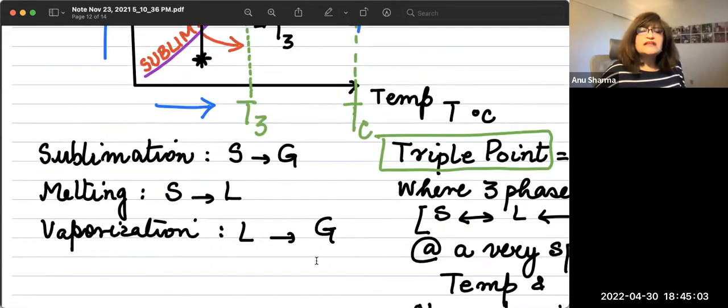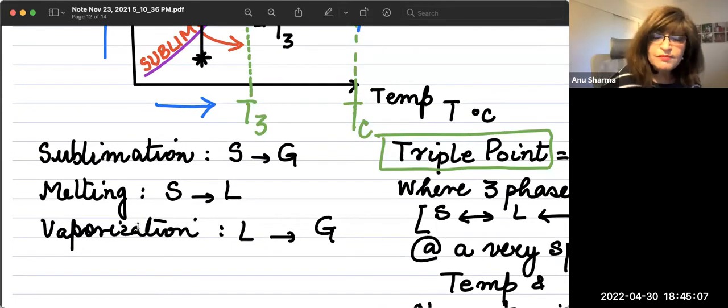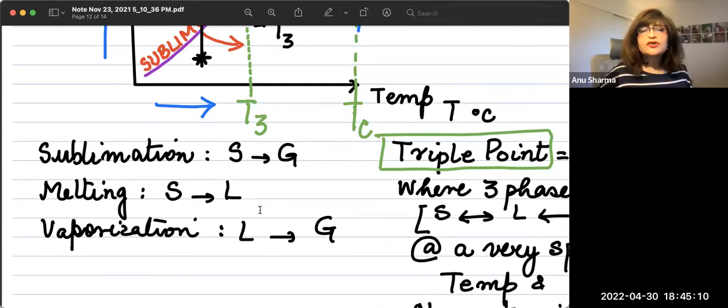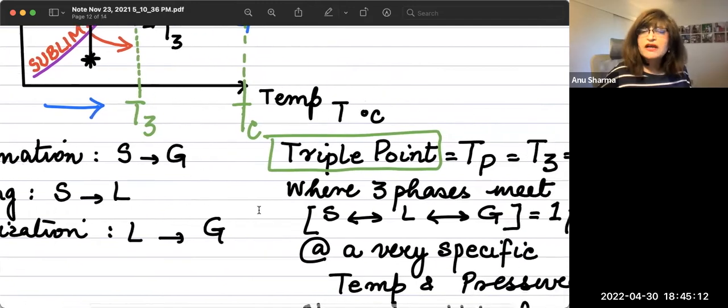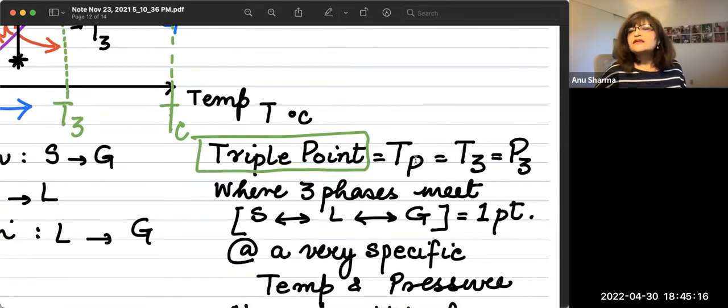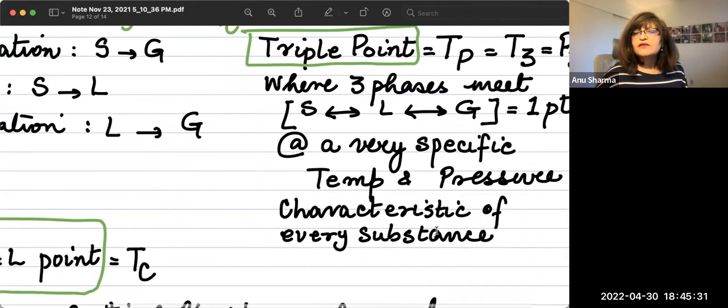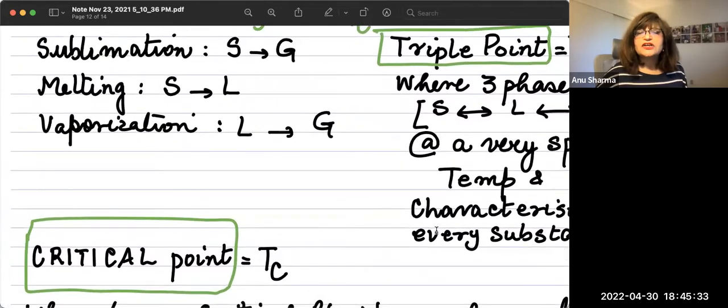Okay, so we saw three things on a phase diagram: sublimation, melting, and vaporization. You should know which lines represent what. Next, you should know where the triple point is. In books it is sometimes shown as TP, or as T3 or P3. Right at that one point on the diagram, solid, liquid, and gas exist, always at a very specific pressure and temperature, very characteristic of a substance.